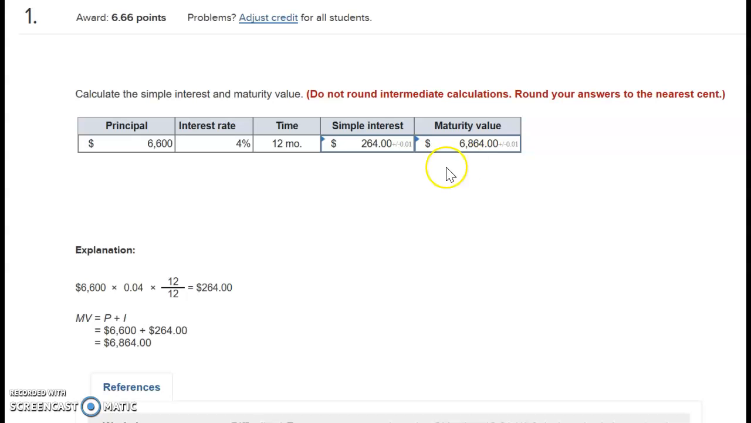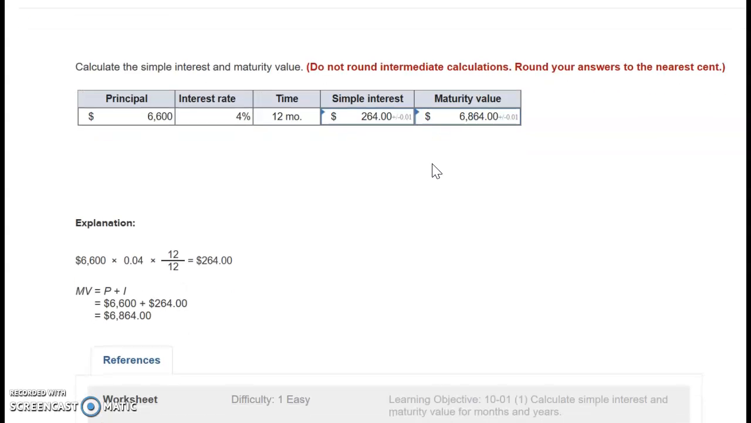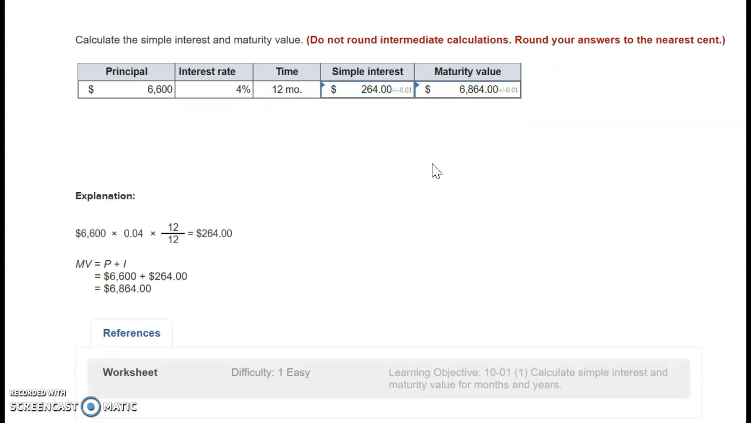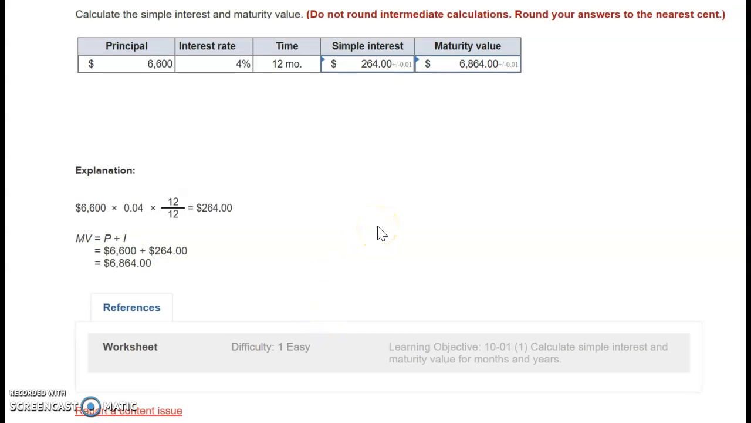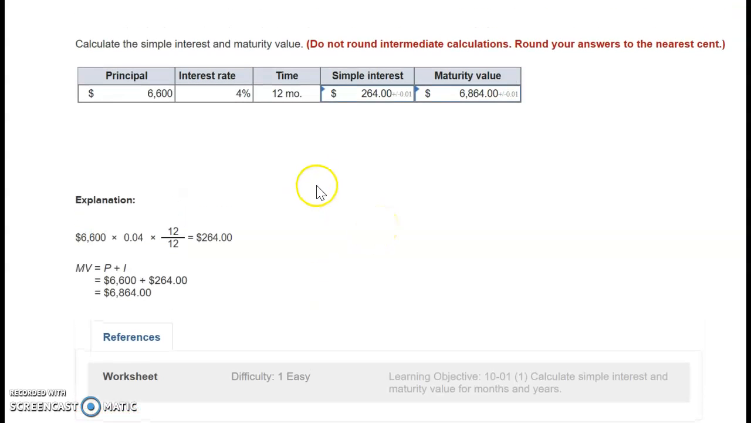The next thing we have to calculate is maturity value. And to calculate maturity value, we're going to start with principal, and we are going to add the interest. And we get $6,864 as the maturity value, okay? All right, this is learning objective 1. So if you're having trouble with that, go back and review that. It is calculating simple interest for months and years, and right now we just started out with months.